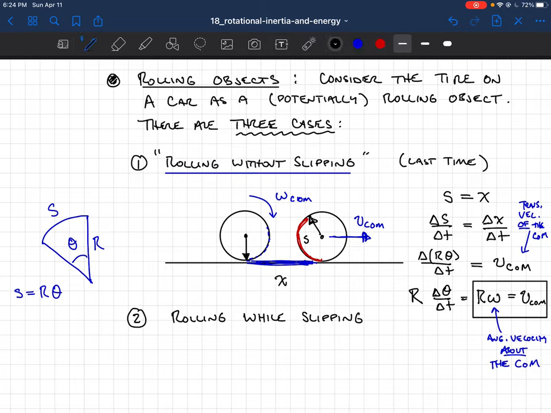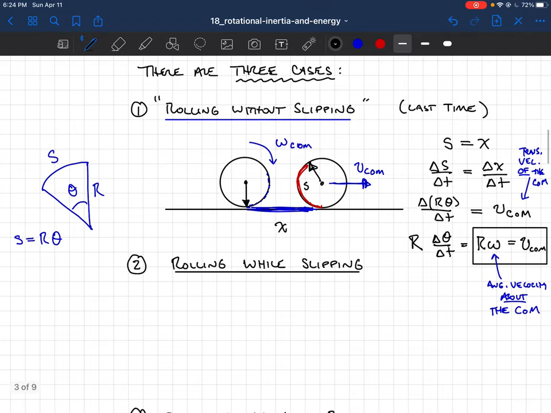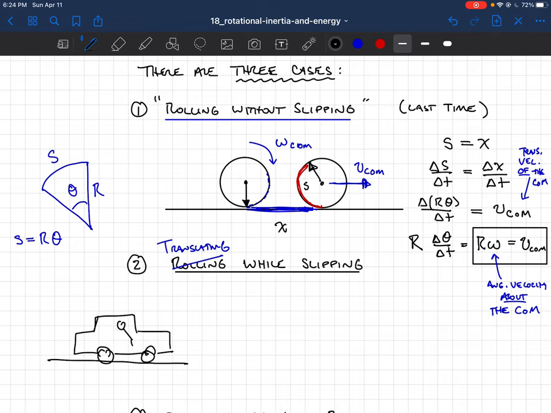But there's two other cases. We could call the next one rolling while slipping. So, for example, I guess rolling's the wrong word. We should really call it like translating, because it's really not rolling what I'm considering here. Imagine that you are going down the highway and your car is rolling without slipping. No problem here.